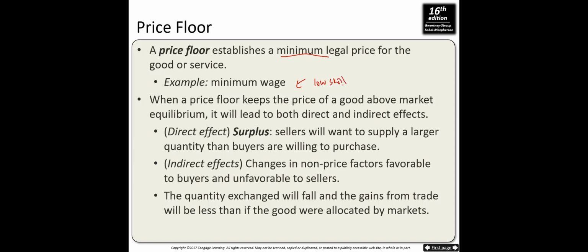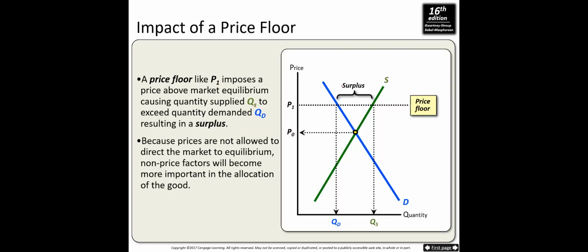When a price floor keeps the price of a good above the market equilibrium, it will lead to both direct and indirect effects. So let's say market equilibrium is maybe $6, but minimum wage is $10. Therefore, the minimum wage affects the market equilibrium. The direct effect is surplus. Sellers will want to supply a larger quantity than buyers are willing to purchase. Indirect effects: changes in non-price factors favorable to buyers and unfavorable to sellers. The quantity exchanged will fall and the gains from trade will be less than if the goods were allocated by markets.